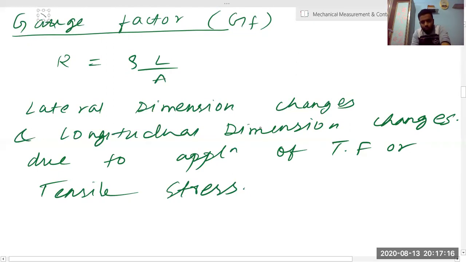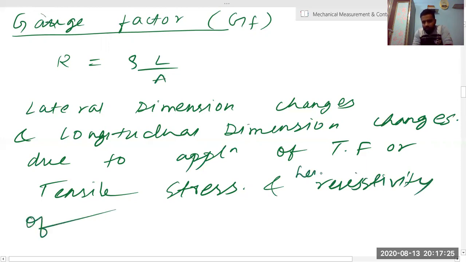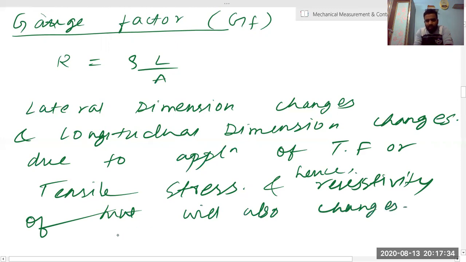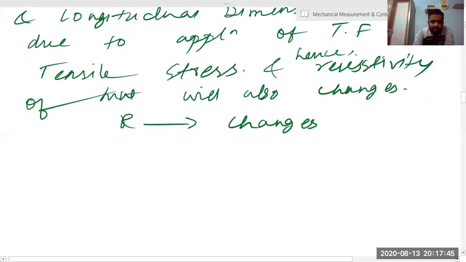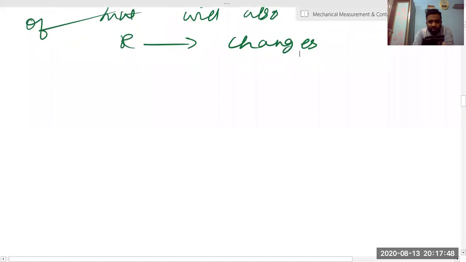And we also know that the resistivity of the material, the specific resistivity, also changes. So when the specific resistivity of the material changes, R will change. And when all these things are changing, like lateral dimension, longitudinal dimension, and specific resistivity, we know R will change, and strain will also be induced.